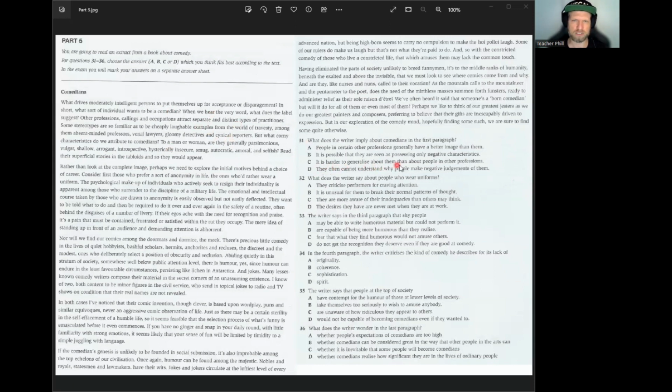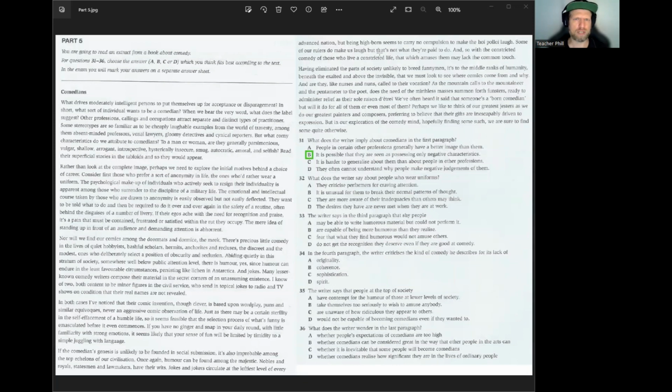It is harder to generalize about them than about people in other professions. I don't think the writer even mentions that. They often cannot understand why people make negative judgments of them. I mean, he talks here about negative judgment, but it doesn't say whether they cannot understand that. So I think I like answer B most here. Yeah, I think I like B. I think that's the one that I could clearly identify. So I highlight B here, and be happy about it.